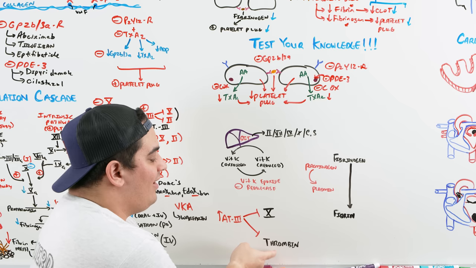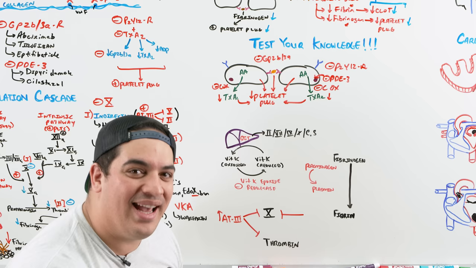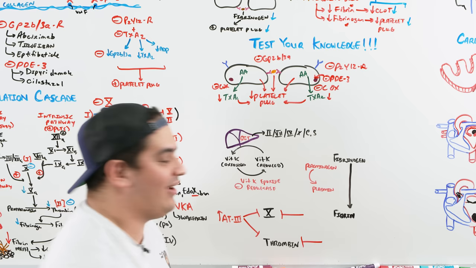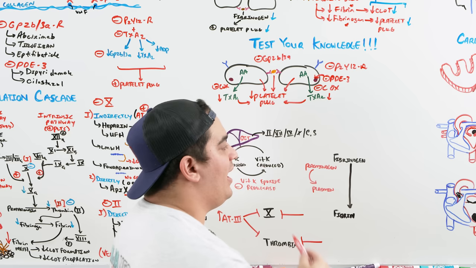If I also wanted to directly inhibit factor 10, I can do that. Which way? What are the drugs again? Edoxaban, apixaban, rivaroxaban. If I wanted to inhibit thrombin directly, I could do it PO, dabigatran, or IV, argatroban, bivalirudin. Man, we're good.